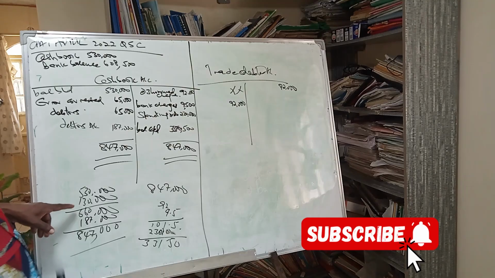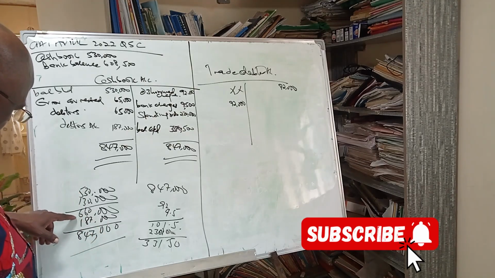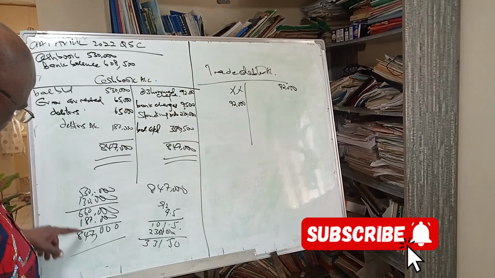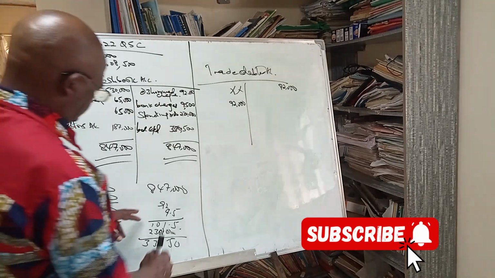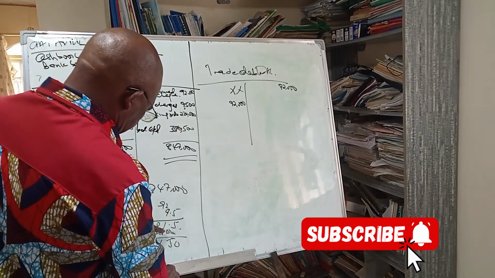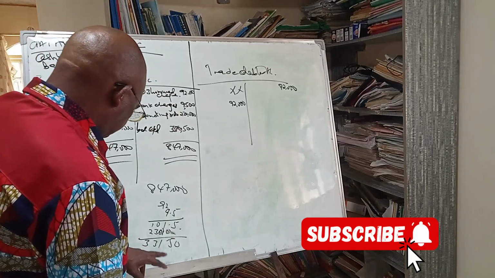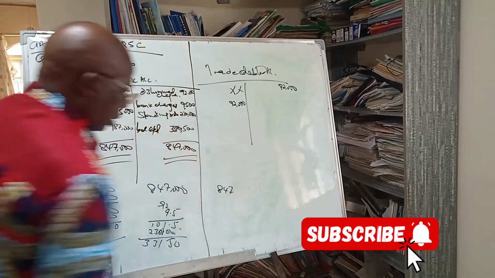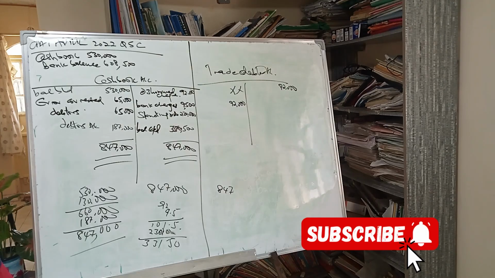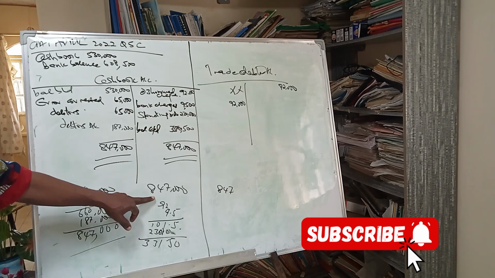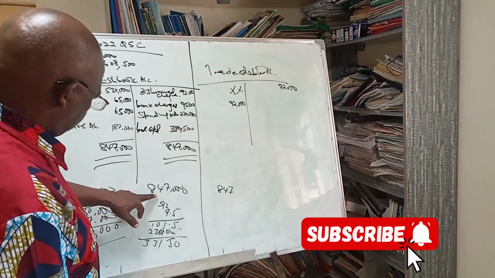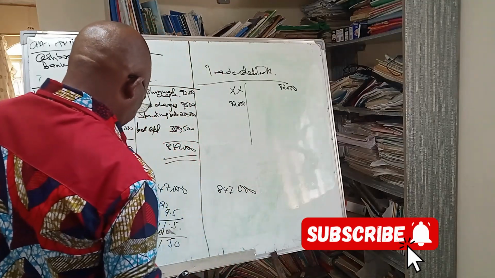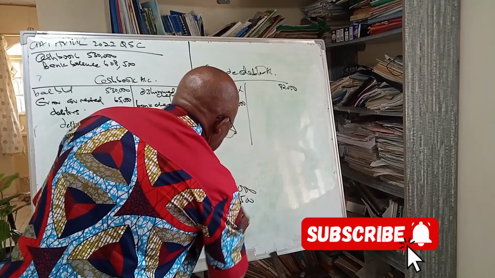847 minus 92 plus 9.5, 230, we get 331.5. Definitely, it cannot be 330. It is 847,000 minus 331,500. It cannot be 330 because this one amounts to 331,500.